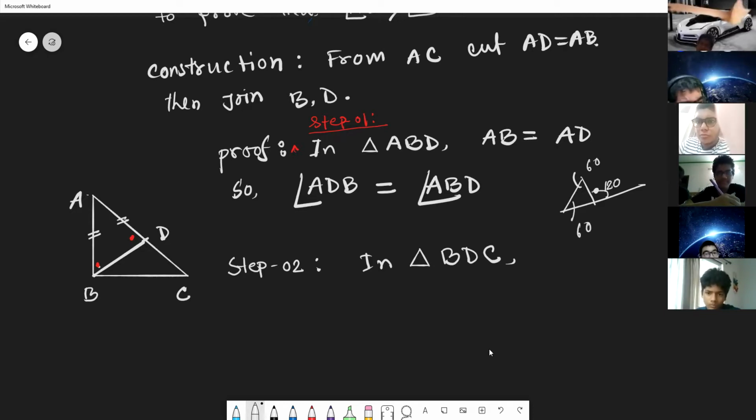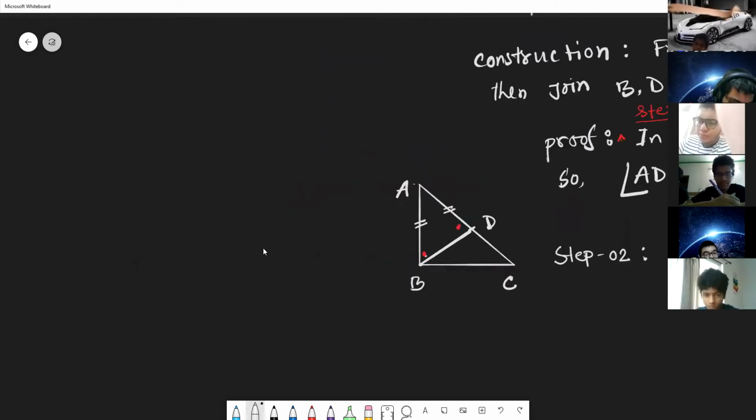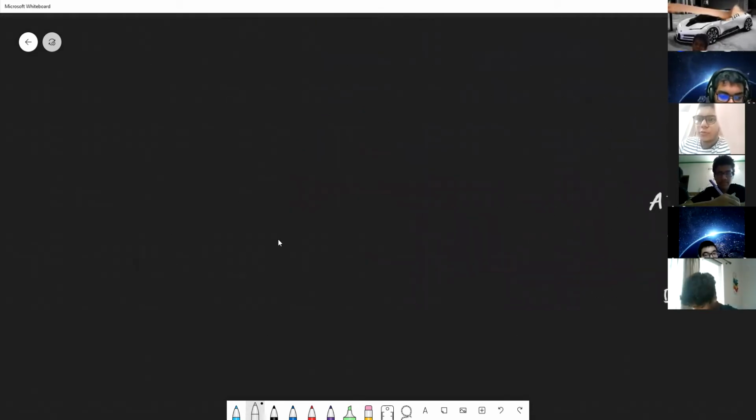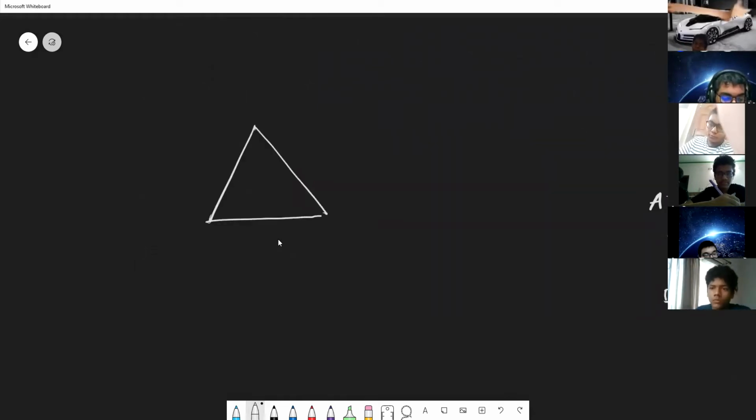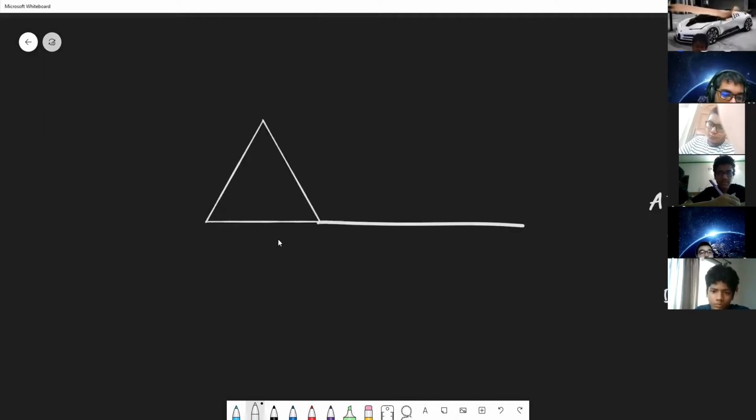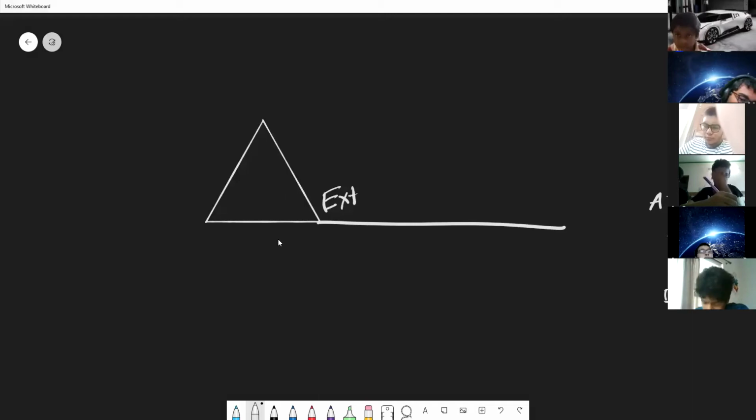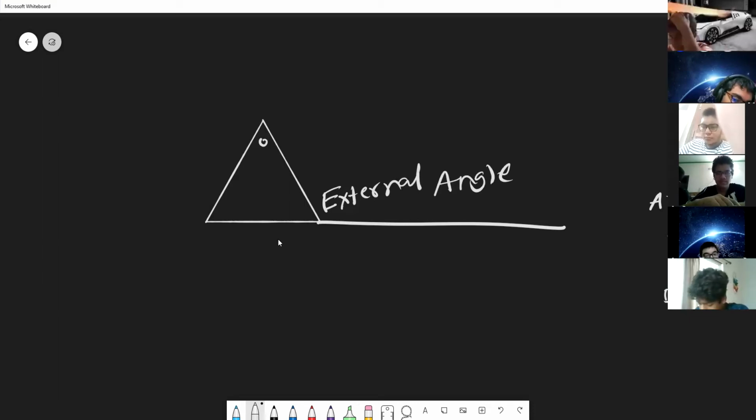So the external angle is always greater than, the external angle is the sum of the two opposite internal angles. Give attention here, if we draw any kind of triangle, like this is any kind of triangle, and if we now produce any line, there will be an external angle. This is called the external angle. External angle is equal to the sum of two opposite internal angles.